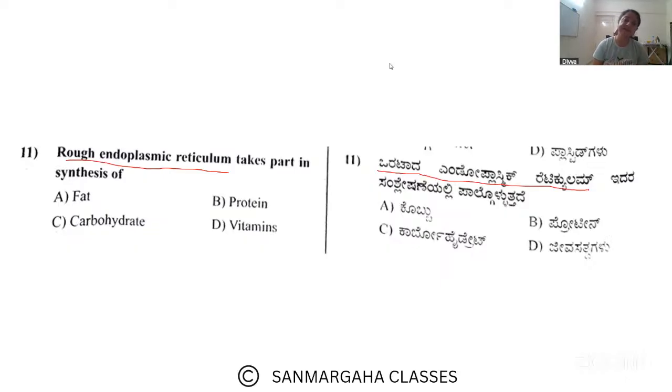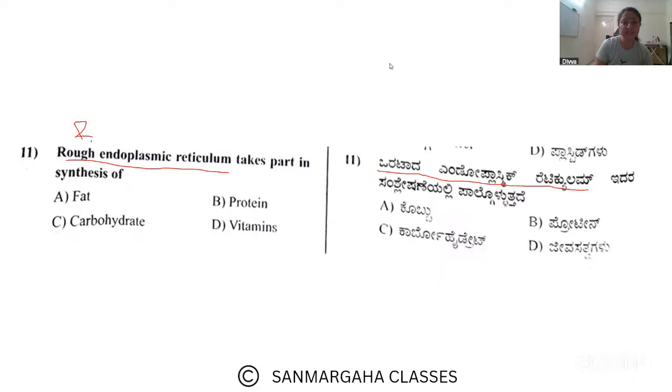So why is it called rough endoplasmic reticulum? First we will understand that, right? If you can recall the previous class, what we discussed about endoplasmic reticulum, there are two types of endoplasmic reticulum, right? Rough endoplasmic reticulum and smooth endoplasmic reticulum, correct? So why is it called rough endoplasmic reticulum? Because it has ribosomes on it, correct? It has ribosomes on it. So what is the function of the ribosome?